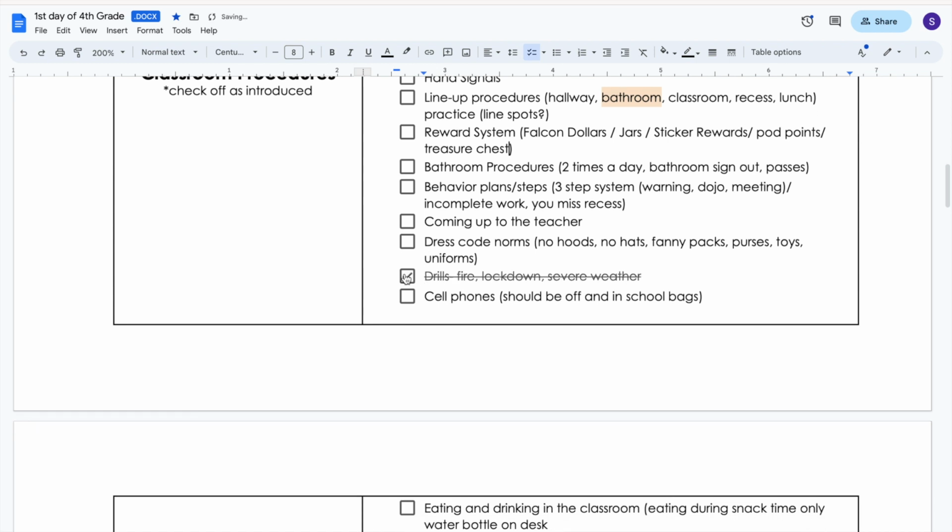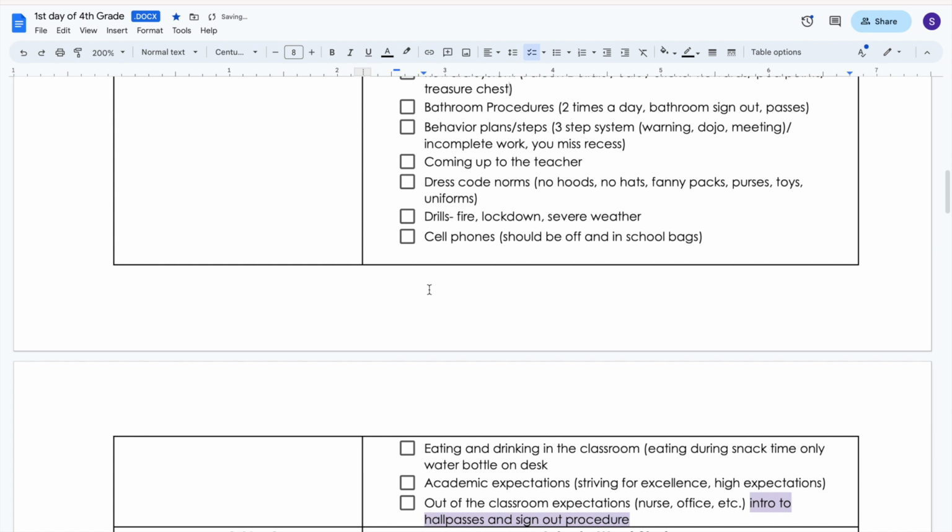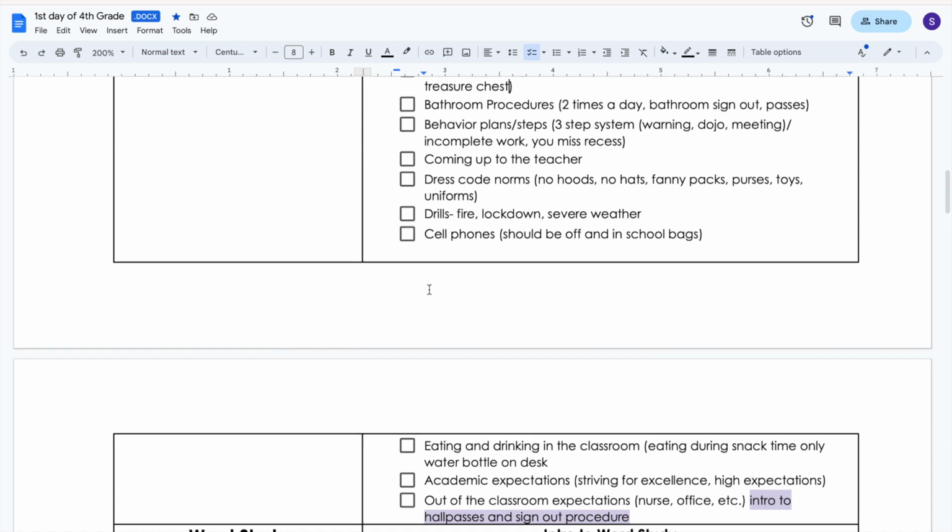And then I have a checklist. As I introduce that, I'll have my computer or my iPad on the side and check it off, because I'm probably not going to get to all these things. These are just wishful thinking. If I don't get to it, I introduce it the next day.